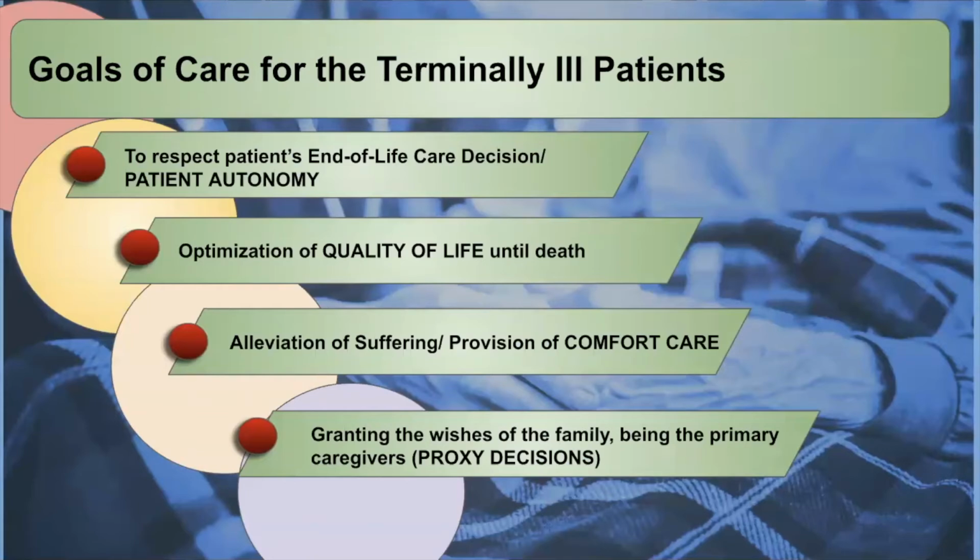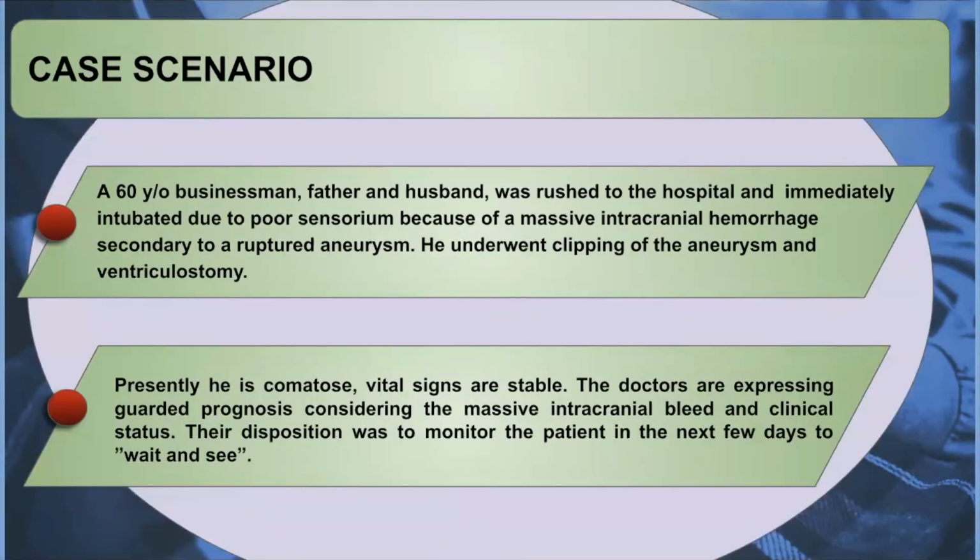Goals of care for the terminally ill patients. First, to respect patient's end-of-life care decision or patient autonomy. Optimization of quality of life until death, alleviation of suffering or provision of comfort care, and granting the wishes of the family, being the primary caregivers or the proxy decision. We will present a case scenario to further illustrate the different ethical issues in end-of-life care.